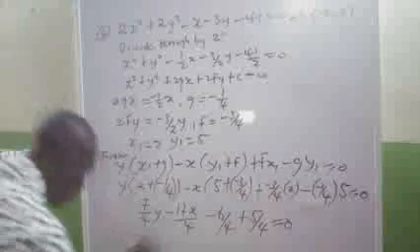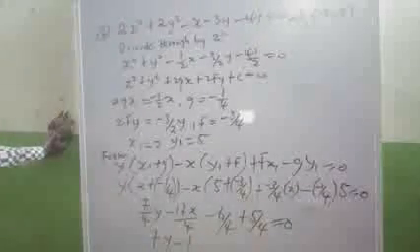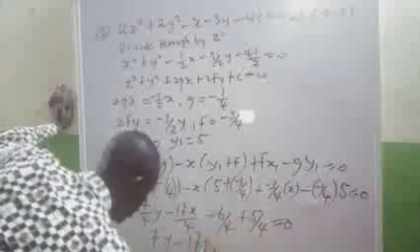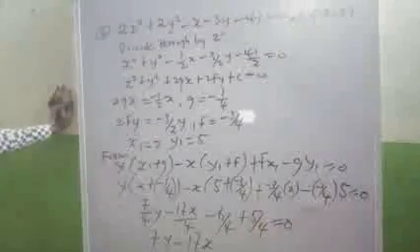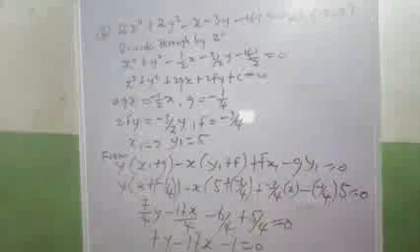Multiply through, you are going to get 7y minus 17x minus 1 equals 0. So this is our final answer.